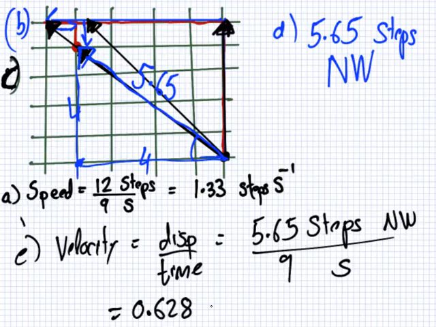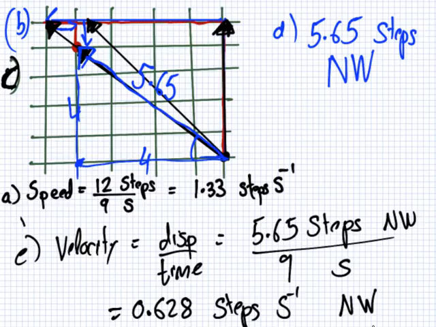0.628 steps per second northwest. Make sure you have the direction because it's a vector, and that's the answer. So not super easy. You do have to think carefully about this one, but it's an exam type of question for vectors. So please write this one down carefully now if you haven't got it, and then we'll have a look at something else.